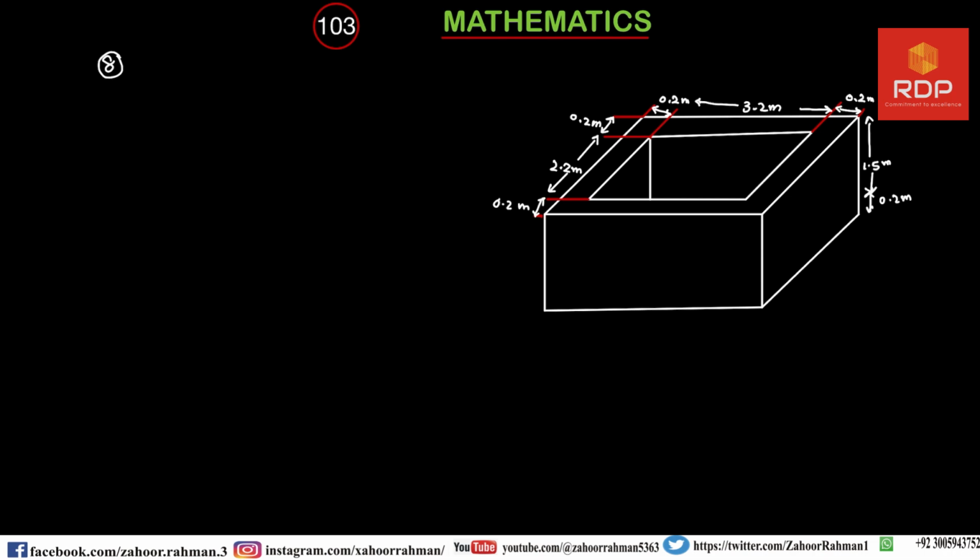The internal dimensions of an open wooden rectangular box are 3.2 meter by 2.2 meter by 1.5 meter. These are the internal dimensions, and I wrote that for your convenience. If the wood has a thickness of 0.2 meter, find the volume of the wood used.